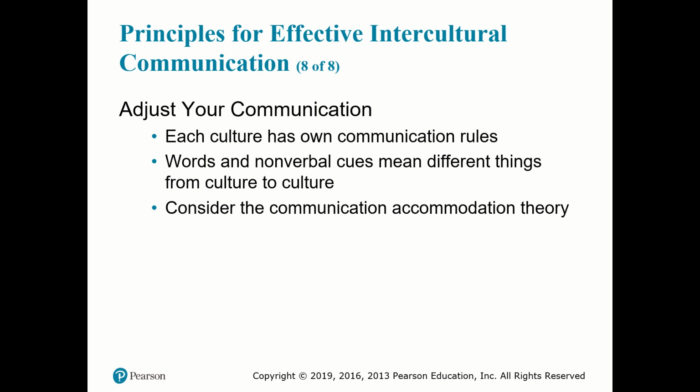All of this just comes around to adjusting your communication to the communication style of the person that you are interacting with, in particular when they're from another culture.